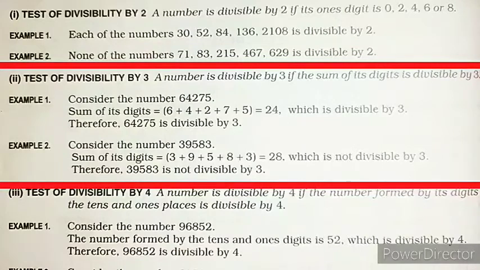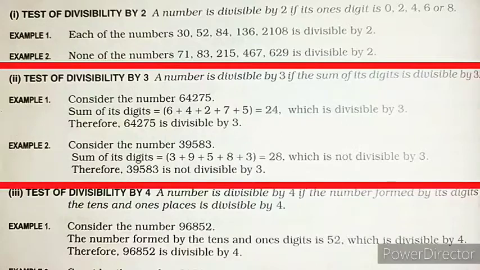Let's understand it by an example. Consider the number 64275. The sum of its digits is 24, and 24 is divisible by 3. Therefore the whole number, 64275, is also divisible by 3.